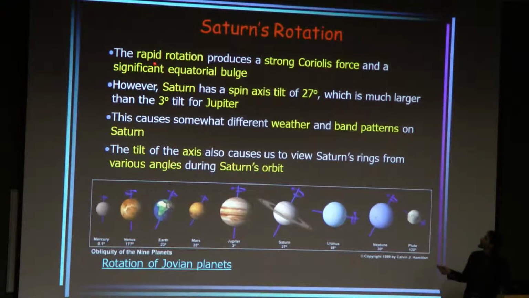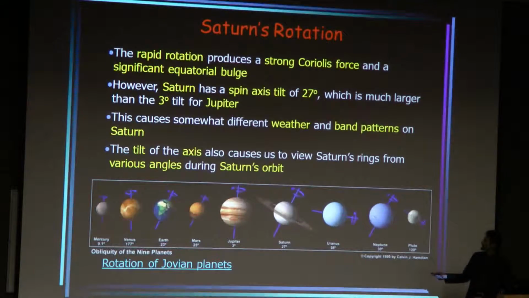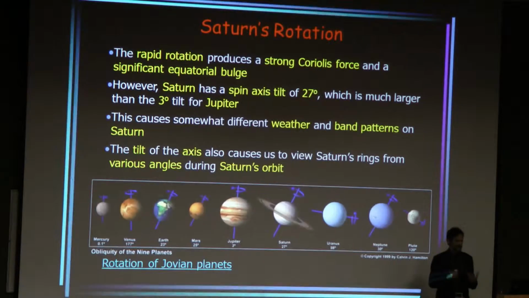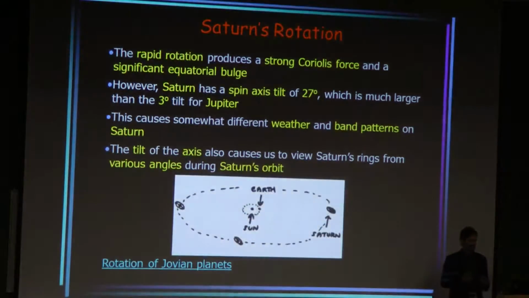So the strong Coriolis effect actually does give us an equatorial bulge in the case of Saturn and Jupiter, because both planets have spin periods of about 10 hours. The tilts of Saturn and Jupiter are a little bit different. Jupiter has very little tilt, only about 3 degrees of tilt. Saturn's is in the mid-20 degrees. So we're going to see, in a sense, stronger seasonal variation on Saturn.